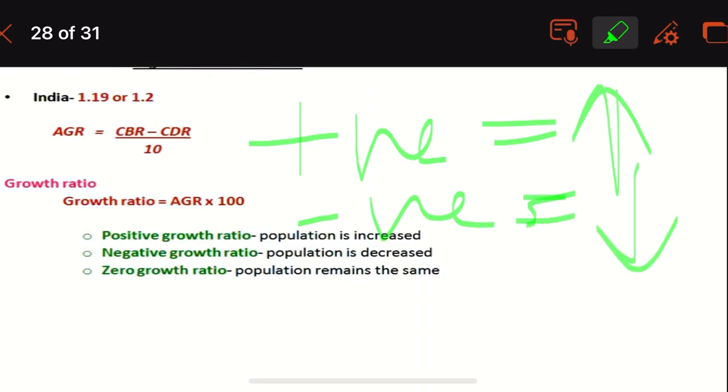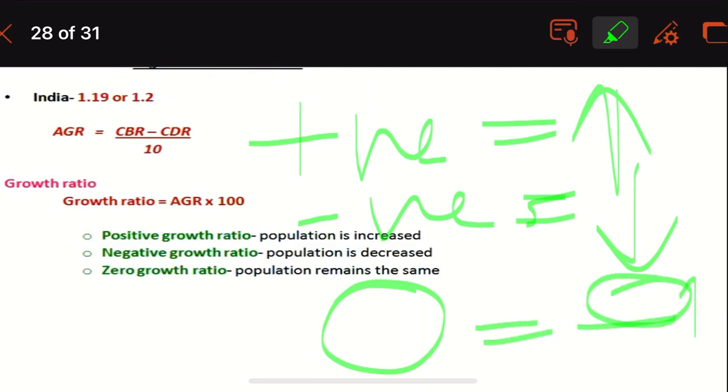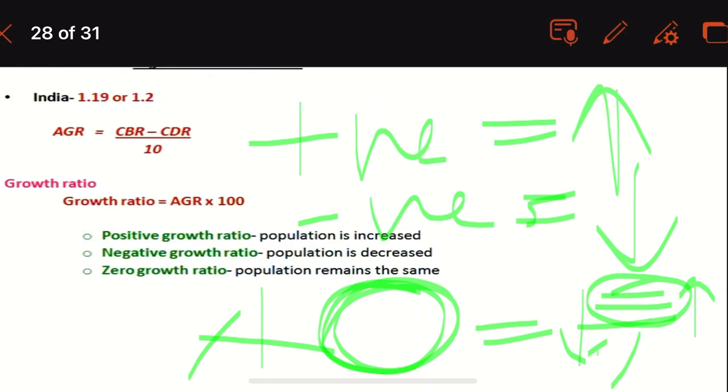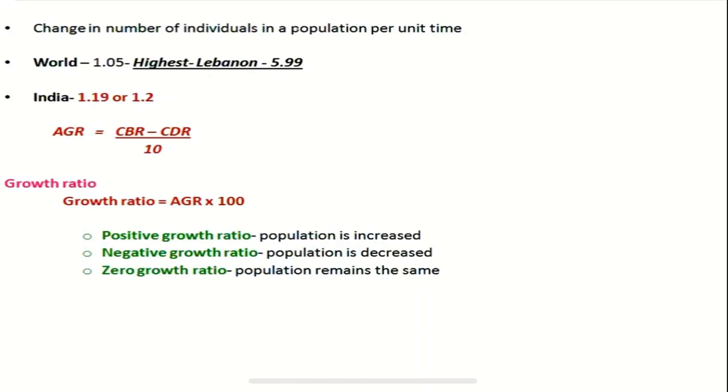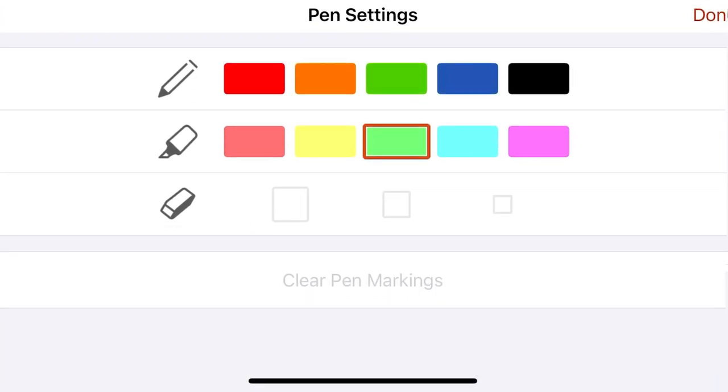If there is zero growth rate, it means the population is stationary. There is neither increase nor decrease, because there is no increase nor decrease in the population. Crude births were 100 and 100 died. So, we see that the population is stationary.